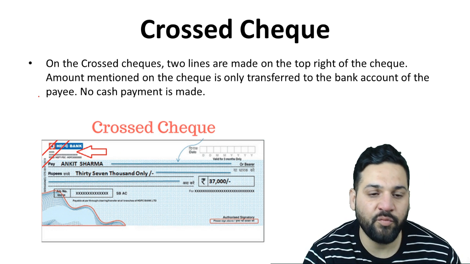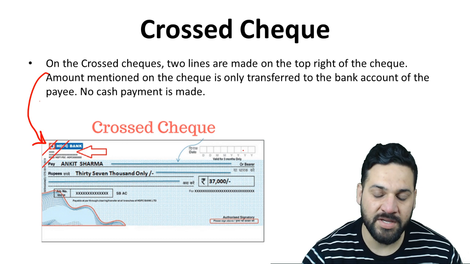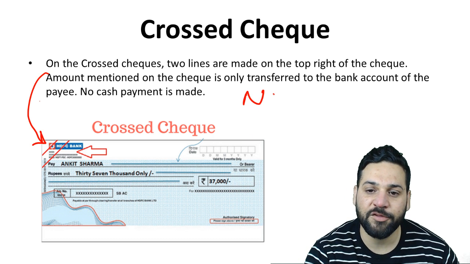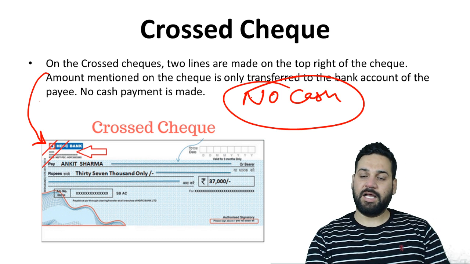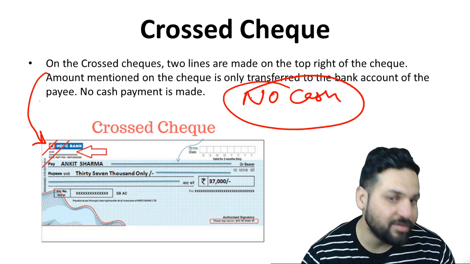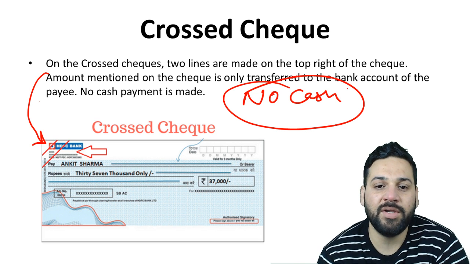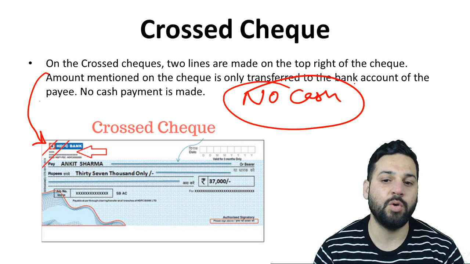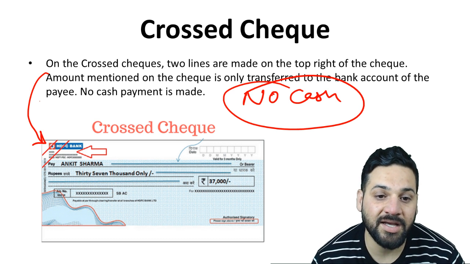See, when two lines are made here, it becomes a crossed check. It means no cash payment would be made. If you go to the bank, you won't get the cash. You need to deposit this check in your bank account. The payment will only be transferred via a bank account. So no cash payment, that makes it a crossed check.